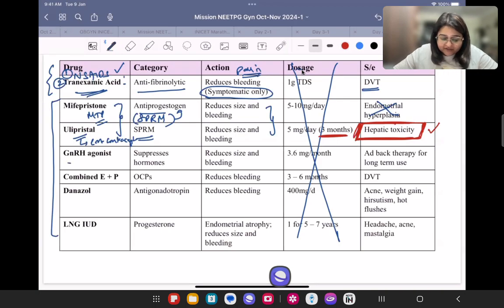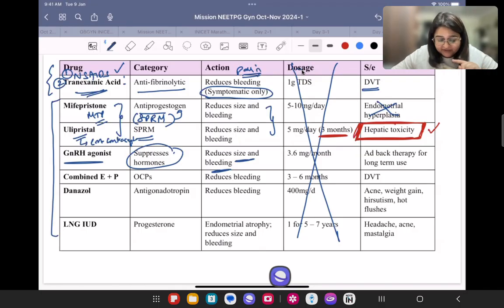Then we have GnRH agonists. GnRH agonists, they initially cause a flare up. Estrogen progesterone को एकदम से बढ़ाते हैं. फिर over time there is negative suppression of FSH LH, so estrogen progesterone goes down. So it suppresses the hormones, and this also reduces the size and the bleeding.